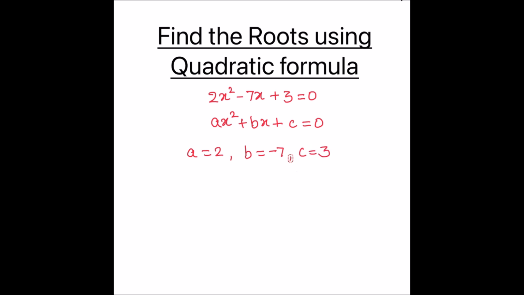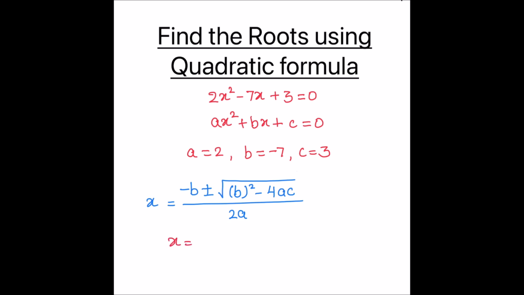Our quadratic formula is x = (-b ± √(b² - 4ac)) / 2a, and this gives the value of x, that is, the roots of the equation. So now let's put the values of a, b, c in our formula and find the roots.